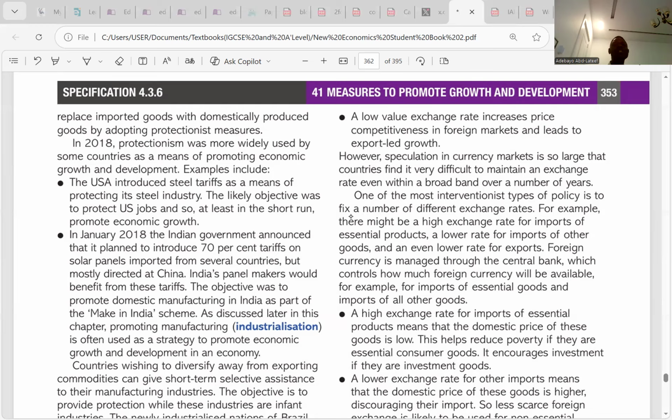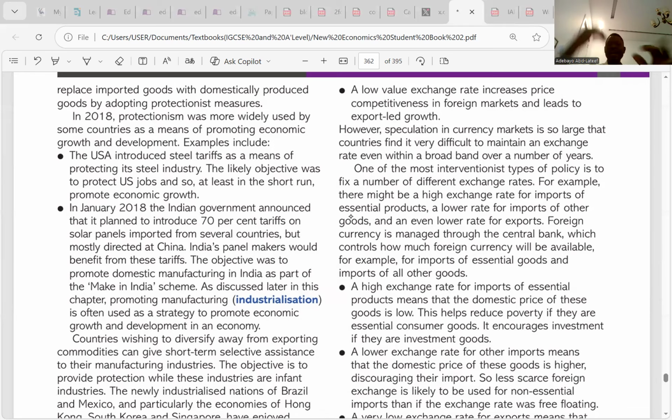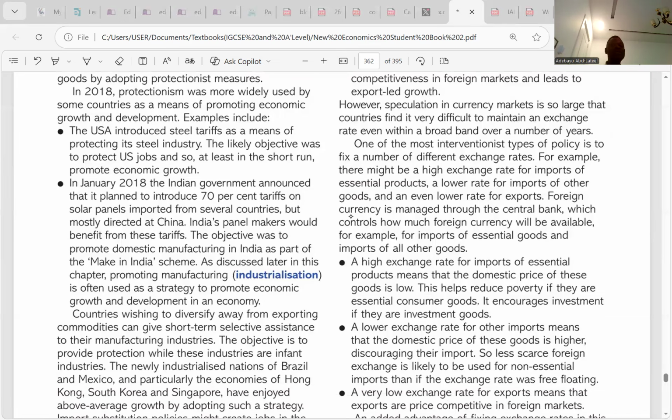However, speculation in the currency market is so large that countries find it very difficult to maintain an exchange rate even within a broad band over a number of years. There's always speculation. Speculation brings about pessimistic feeling. One of the most interventionist types of policy is to fix a number of different exchange rates.